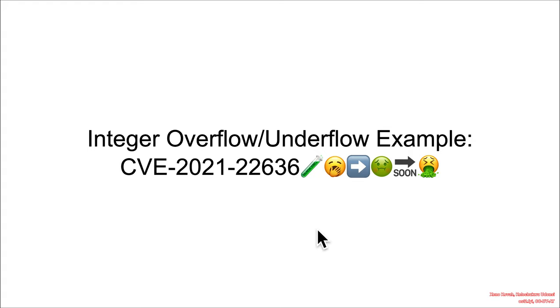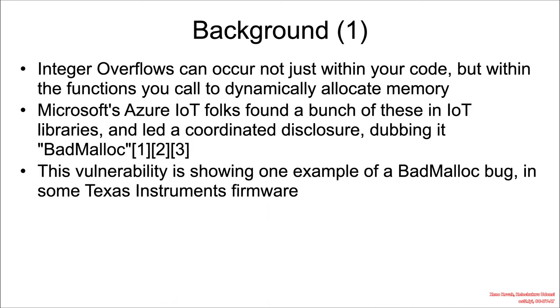So with this vulnerability, I wanted to convey the idea of someone opening wide, chugging some acid, getting sick, and then overflowing the contents of their stomach. Because this is a bad malloc example.